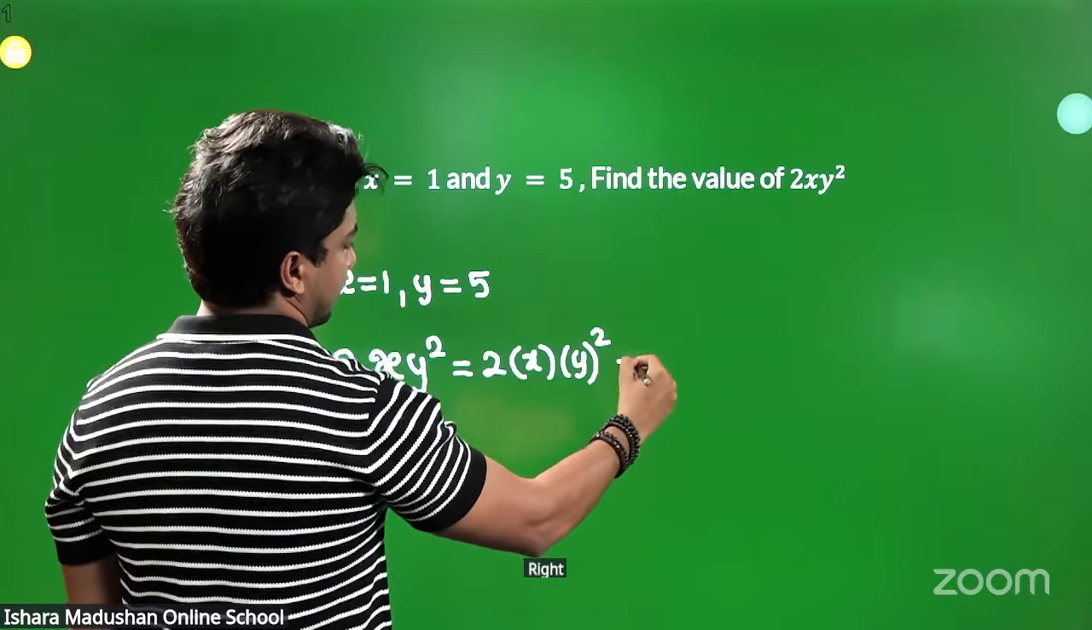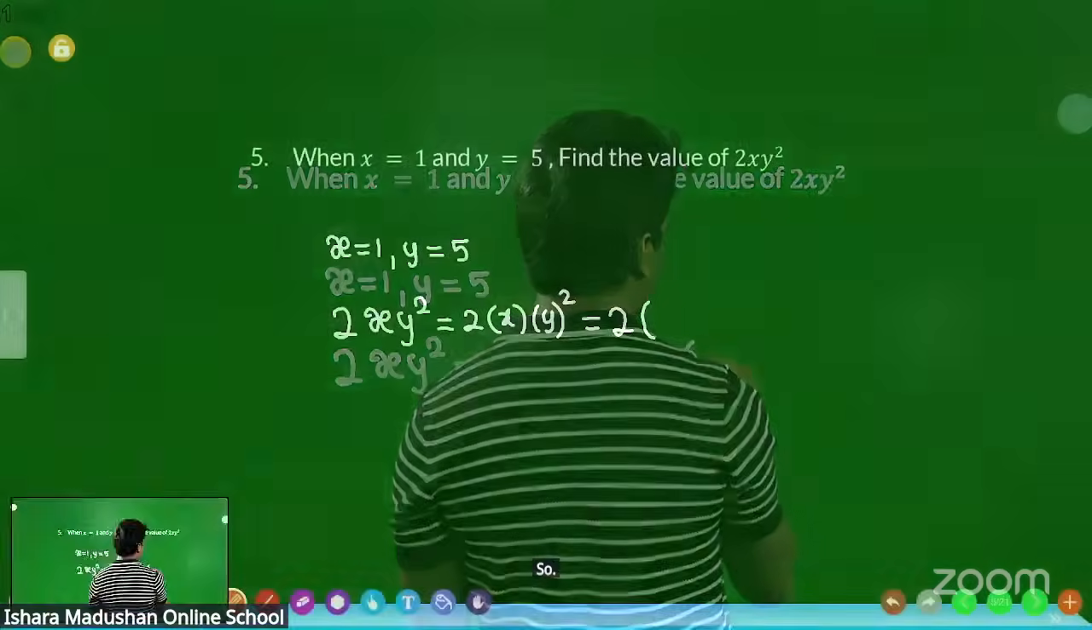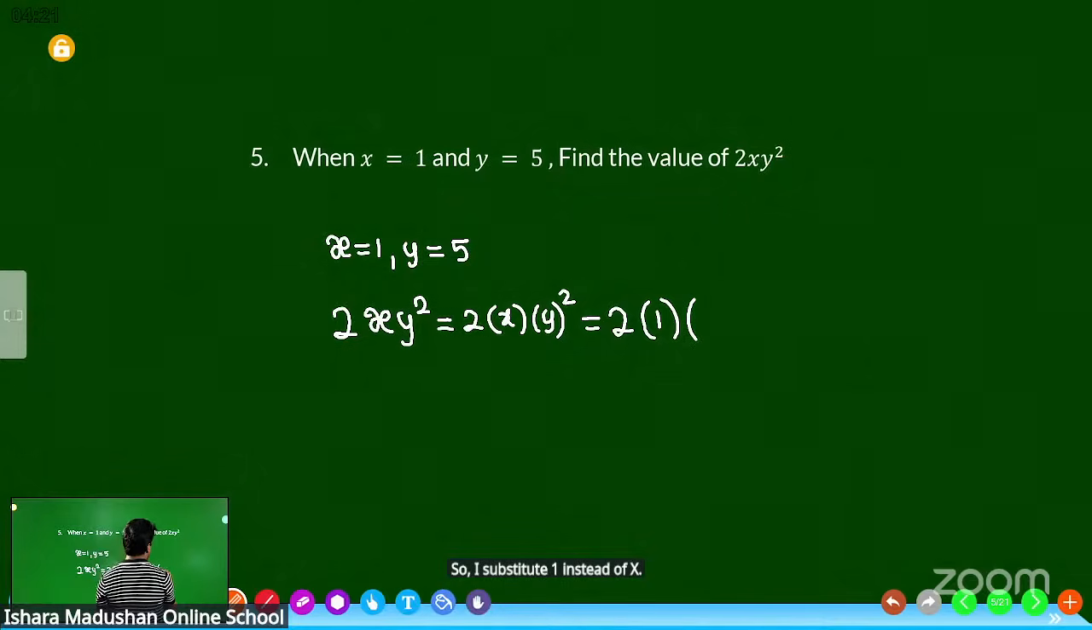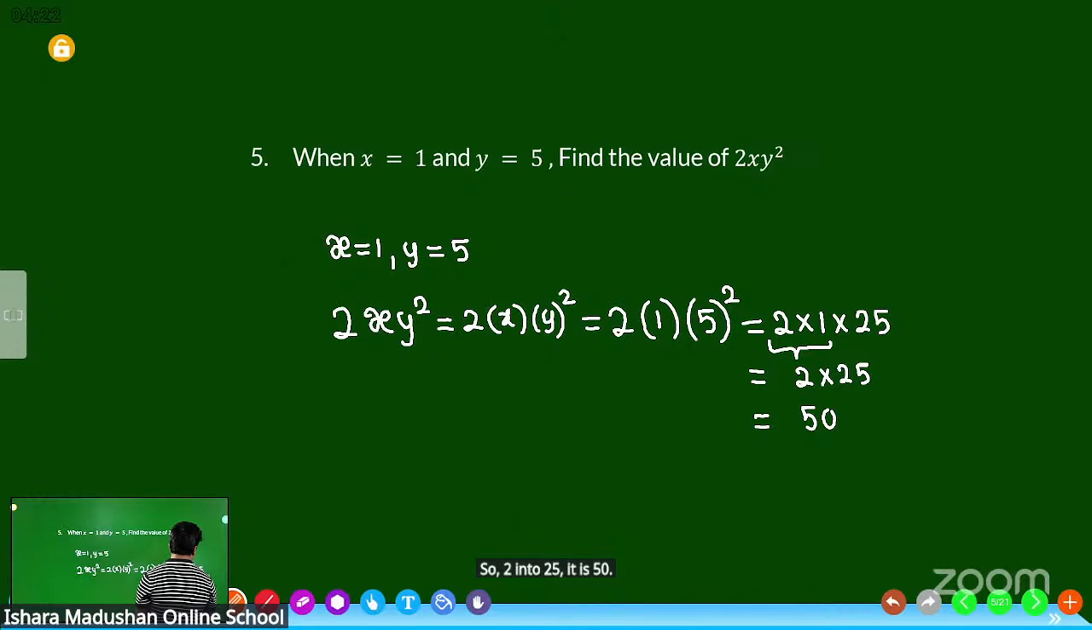Let me substitute the values. x is 1, so I substitute 1 instead of x. y is 5, I substitute 5 instead of y. So 2 into 1 into 5 squared, which means 5 into 5, 25. Here 2 into 1 is 2. So 2 into 25, it is 50. So the answer is 50.